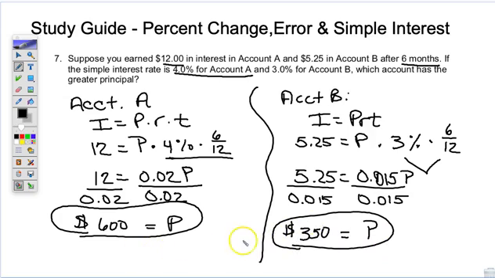So if we compare the results here, it looks like, to answer the question, which has the greater principal, it is going to be account A has the greater principal. And you're just comparing the 600 and the 350.